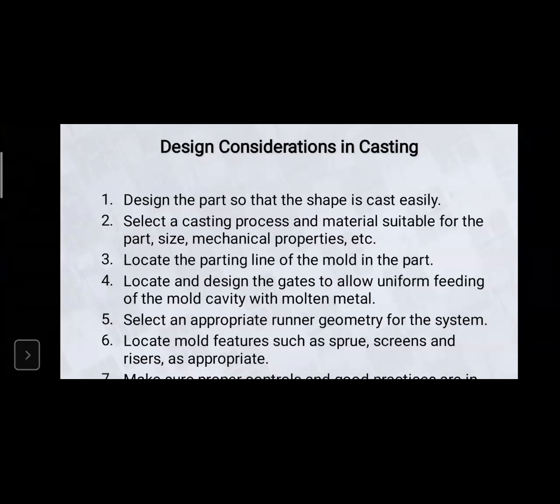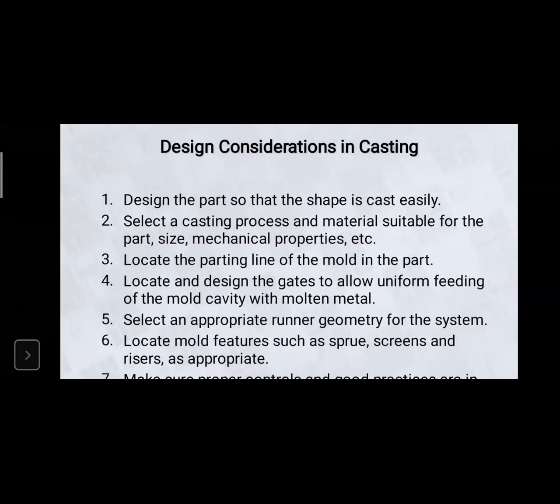If you follow a certain process with a certain metal, but it is not suitable for a certain type of casting process, we can't get good properties. So what type of metal you choose and what type of casting process is needed matters. The third point: locate the parting line of the mold in the part. So locate the parting line. When you are making a certain mold, how you are going to place it matters.